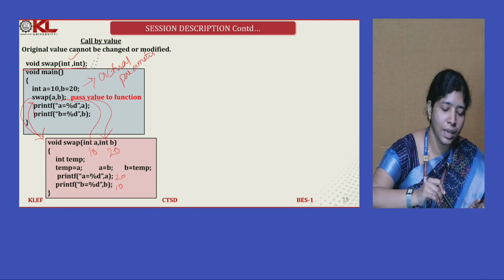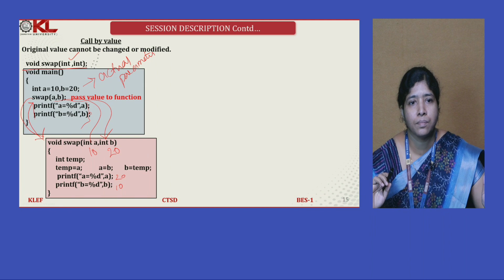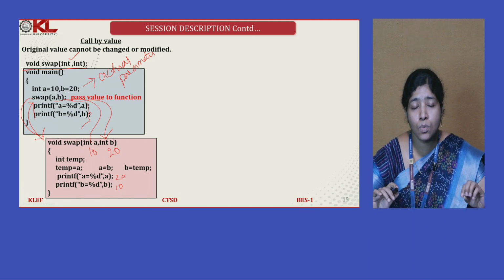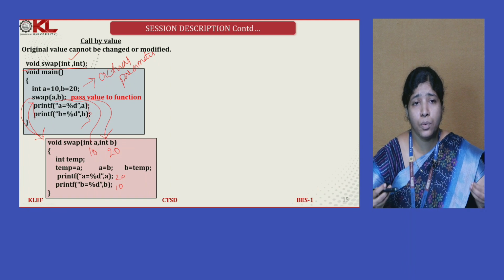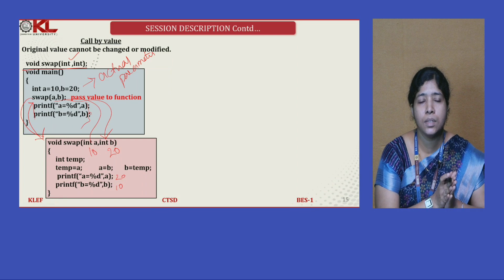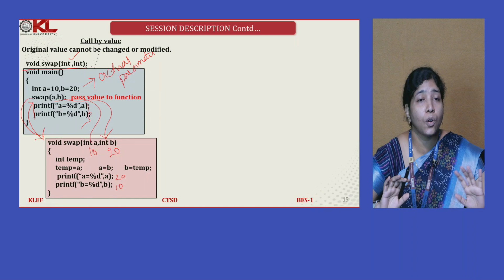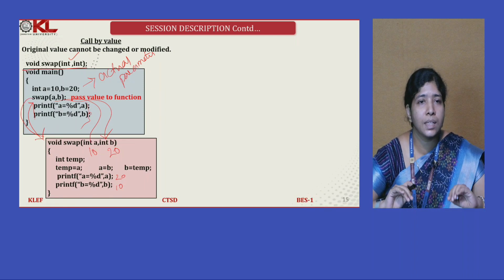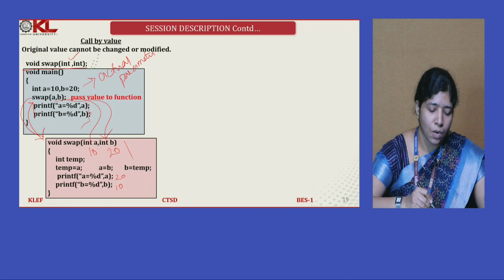Why? Because here we have not done anything. We have just printed the A, B values. Means whatever changes, whatever operations you are doing on particular variables which you are getting from the main function, your data are not going to be reflected in the main function. They are not going to be changed. So we say this as call by value. That means the actual parameters are not going to make any changes with the formal parameters.